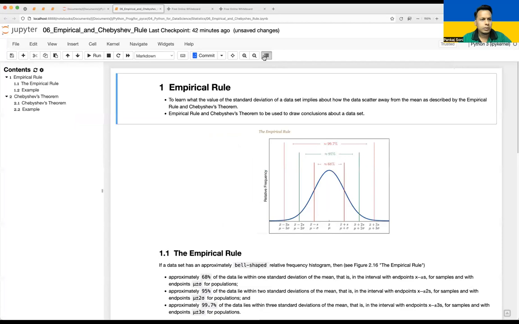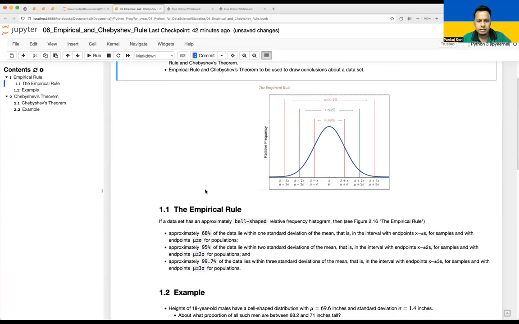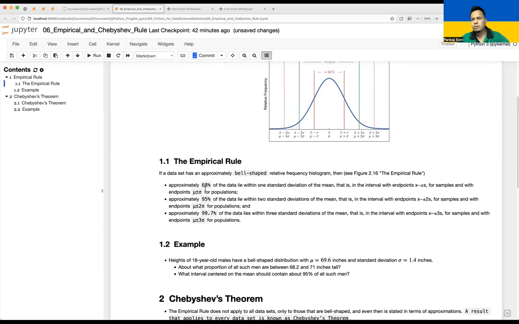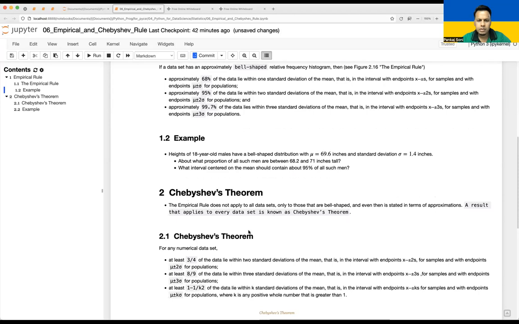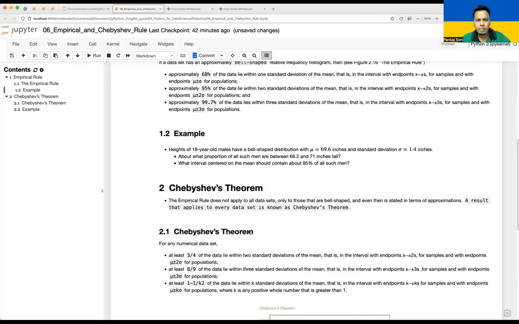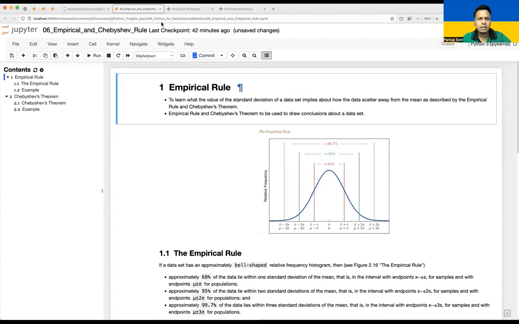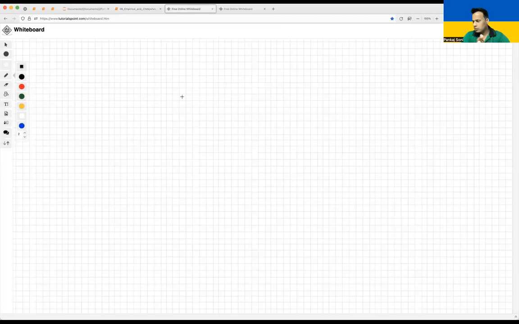Okay, so here is the topic which I'm going to cover. Empirical rule we'll see, and one example with the empirical rule so that you can easily understand the theory part, and similarly one Chebyshev theorem, and along with that some example. Okay, so let me just open the whiteboard and directly jump to the curve where the empirical rule is going to be applied.